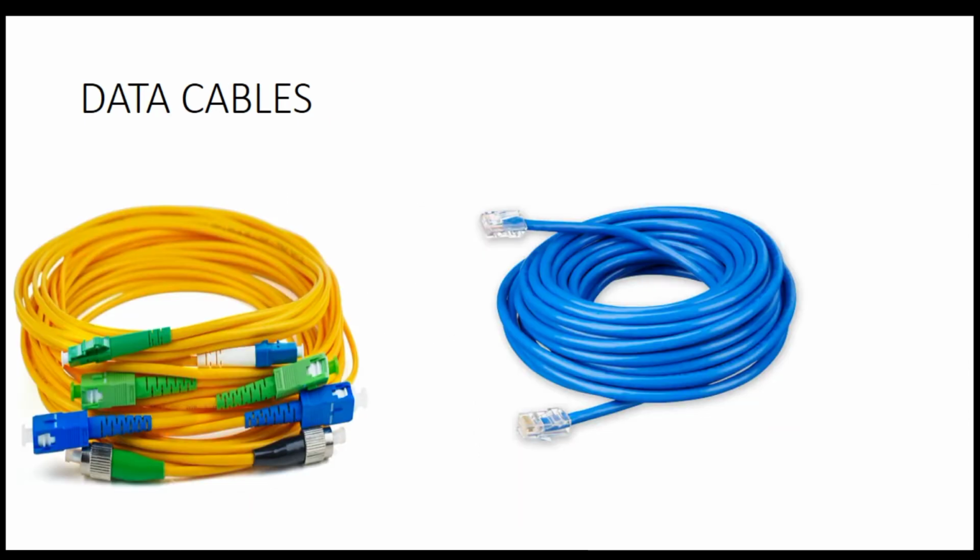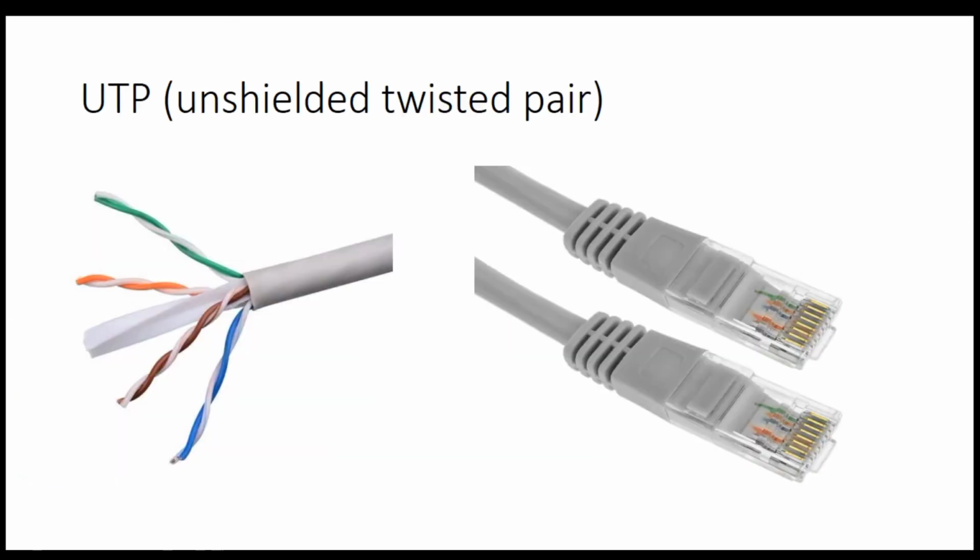Data cables. Data cables are divided into two main types, UTP cables and fiber cables. As you can see here, this is a UTP cable and this is a fiber cable. UTP cables, unshielded twisted pair.